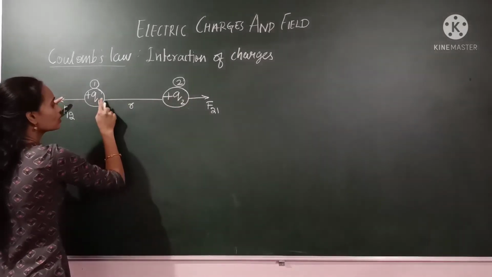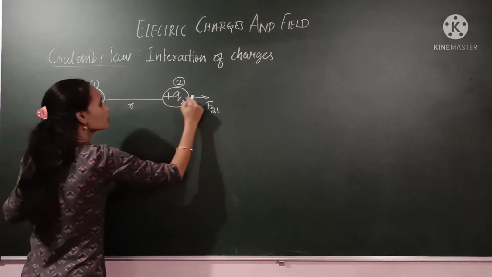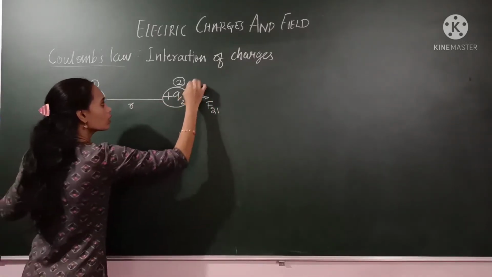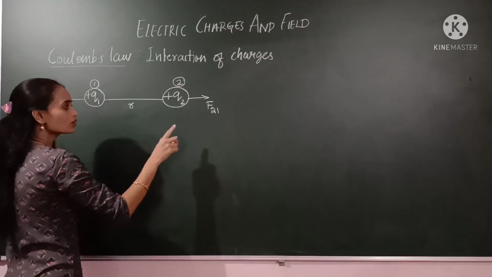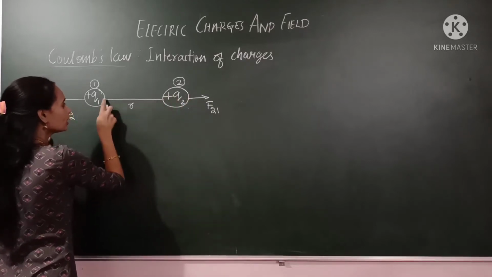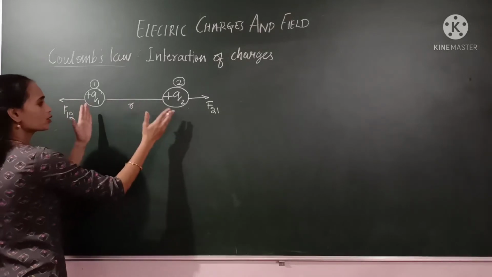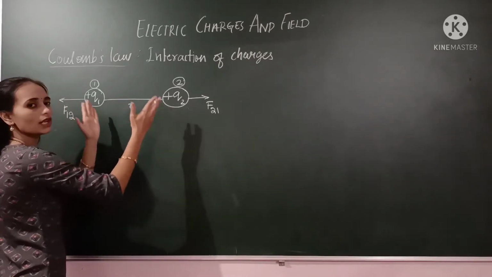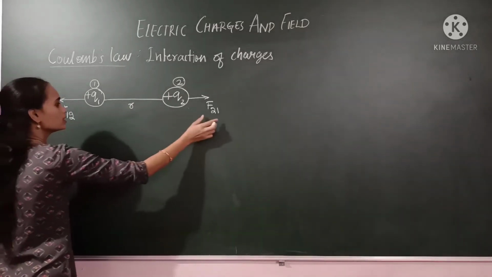How are both forces acting? They act along the line joining the centers of the two charges, meaning only along this line. We cannot represent the force like this or like this. In which direction is the force always acting? Along the line joining the centers of the two charges. So the electrostatic force always acts along the line joining the centers of two charges. So this is F12 and this is F21.